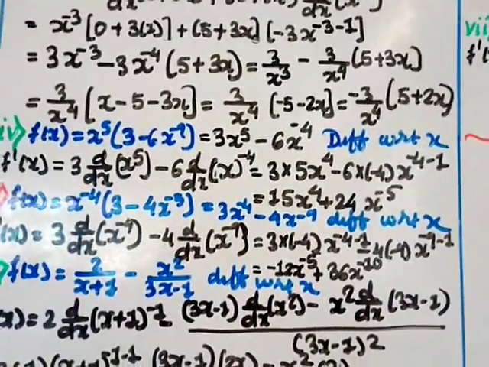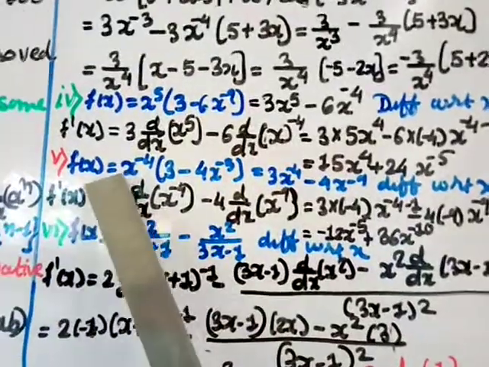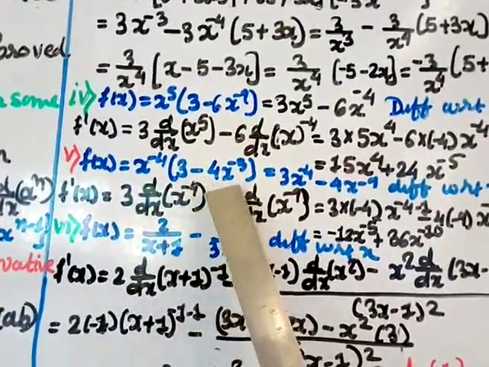Roman number 5, f of x is equal to x power minus 4 into 3 minus 4 into x power minus 5.